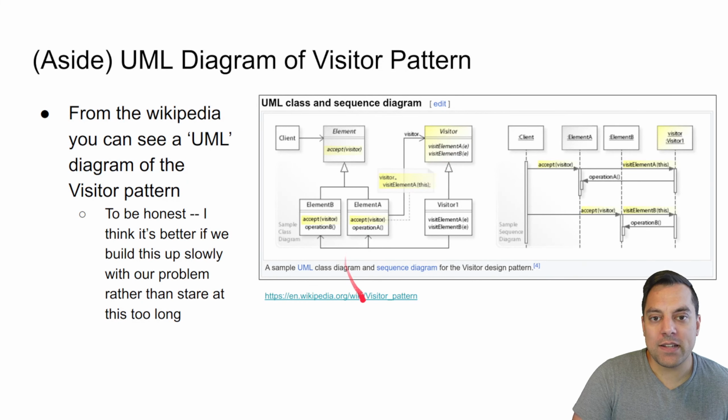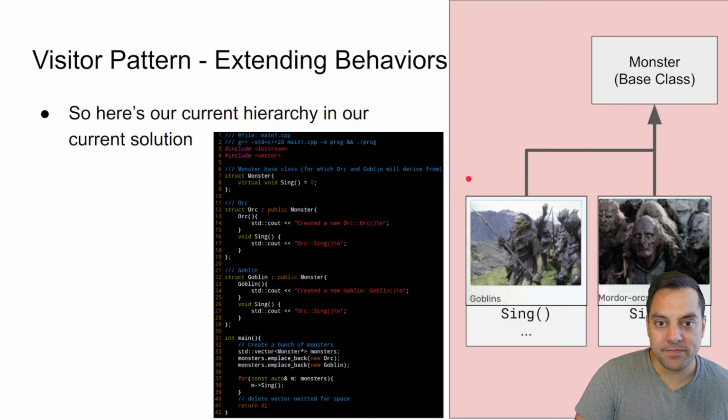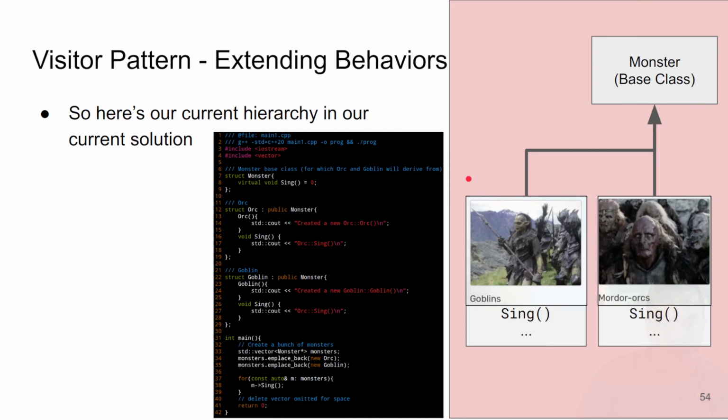So what we're going to want to do here is look at this visitor design pattern. Here's the classic UML, the Unified Modeling Language diagram of the visitor pattern. When I first looked at this, it was a little bit hard for me to understand, so I want to build this up a little bit slower and just see what we have here. This is what we had previously, right? We had this monster structure, which served as our interface or our base class, and then two classes, an orc and a goblin, which inherited from monster.